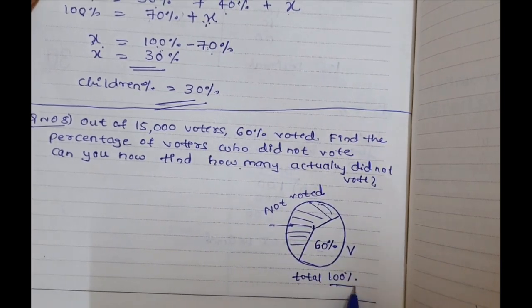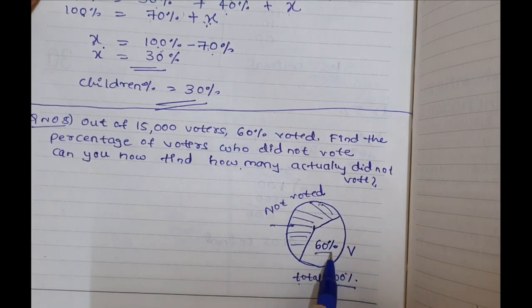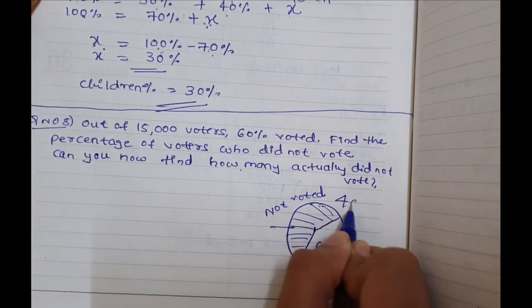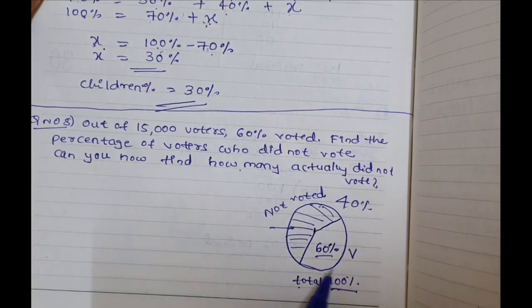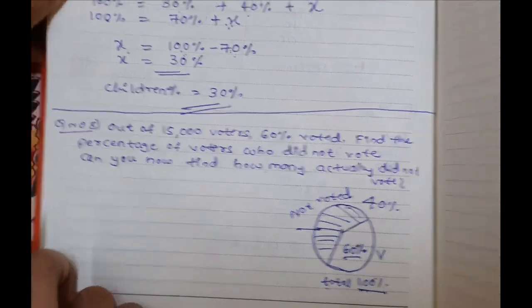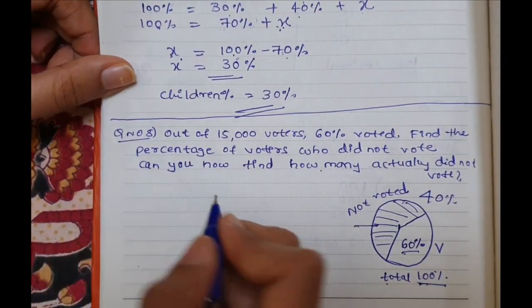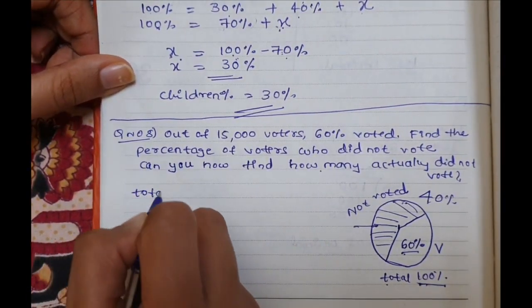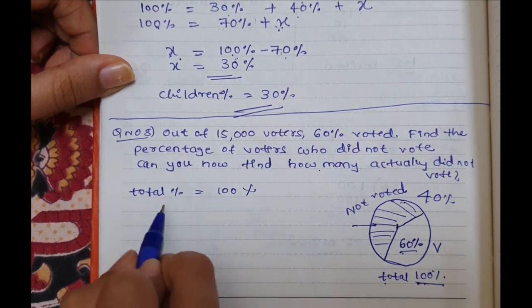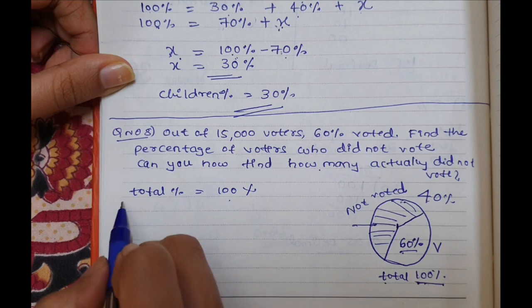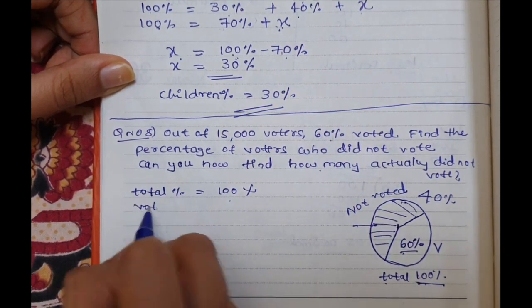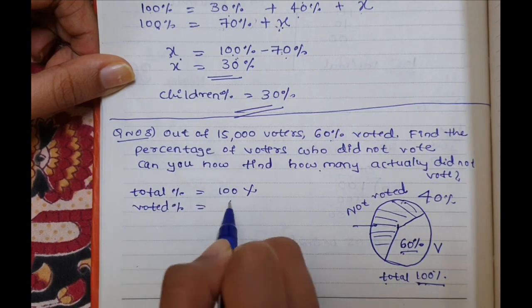Out of 100%, only 60% have voted. What is the remaining one? The remaining one will be 40%, right? 100 minus 60. 100 minus 60 is how much? 40%. Okay. Now let me write the data. Total percentage is 100%. Out of 100%, only 60% have voted. Voted percentage is equal to how much?